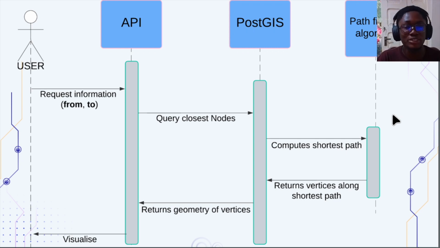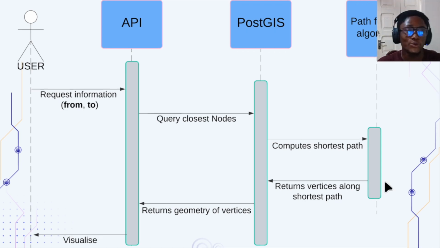We have the PostGIS components, which are for efficient storage and querying of our graph data and our points of interest. And then you choose an algorithm like Dijkstra's algorithm or A-star or the bidirectional variant, which will compute the shortest path between the 2 points. And then the API would send the response back to the client.